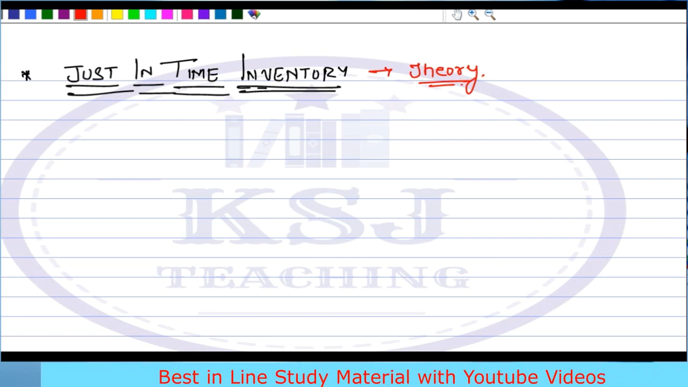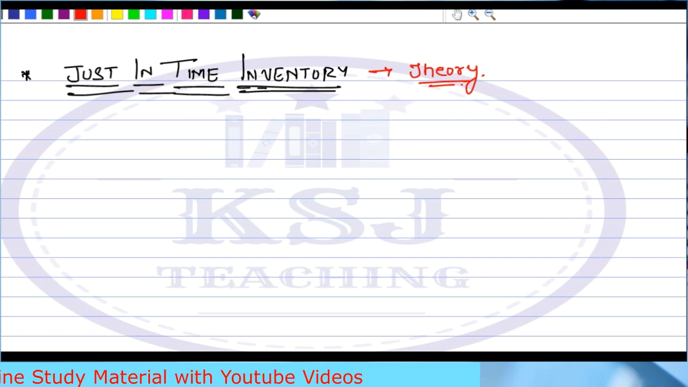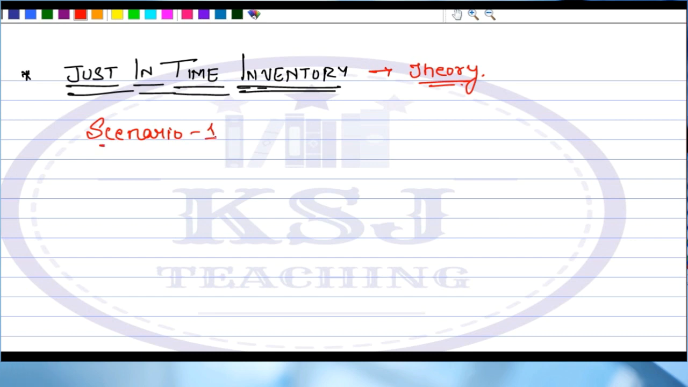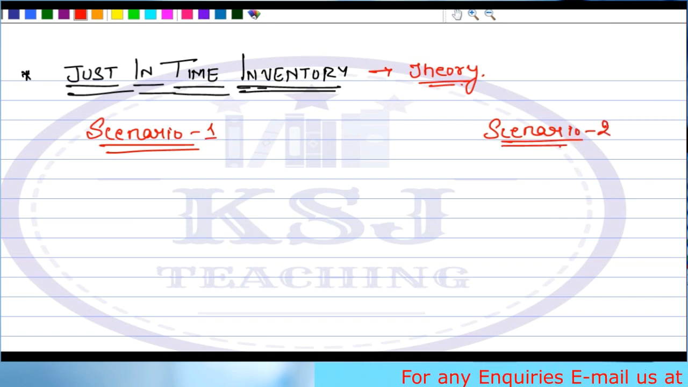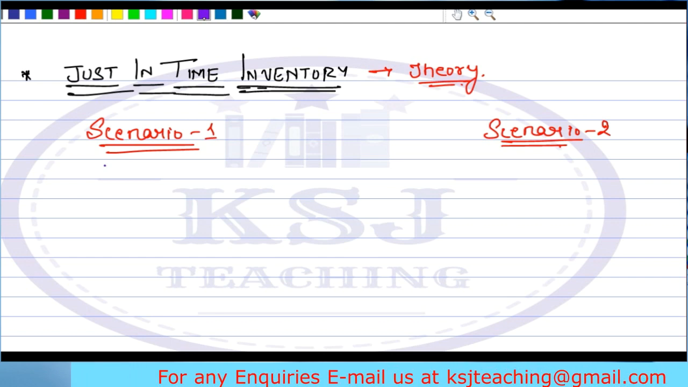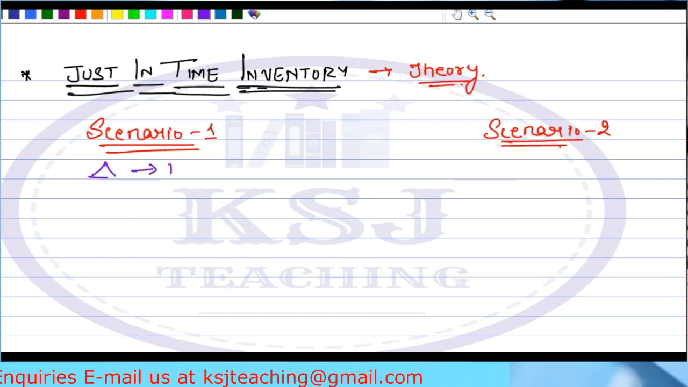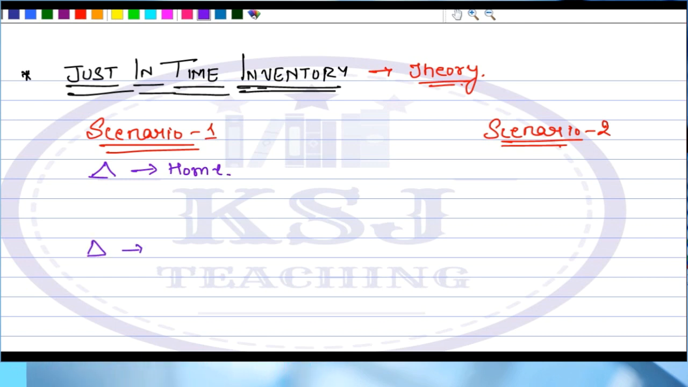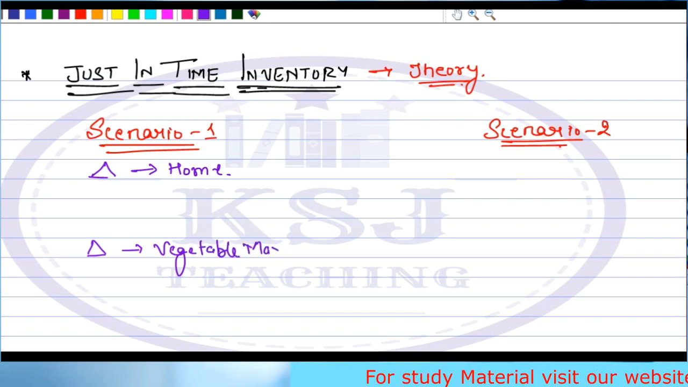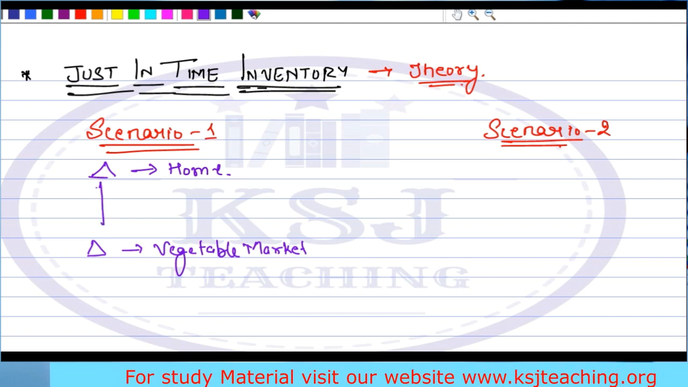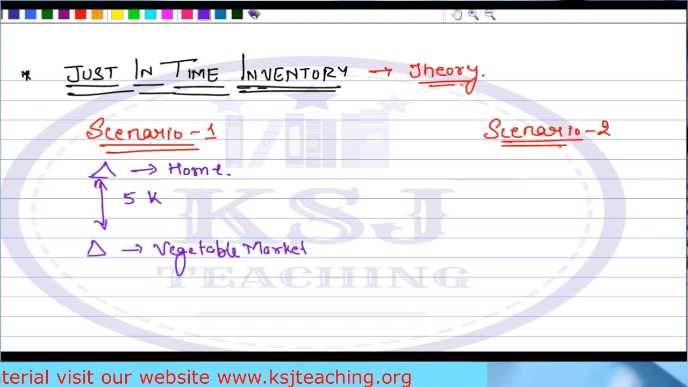Let's take an example to understand this topic. I'll take two scenarios. Here I have scenario number 1, and here I have scenario number 2. What is the scenario, sir? Sir, scenario is very simple. Okay, this is your home, right? And this is the vegetable market. The distance between your home and the vegetable market is say 5 kilometers.